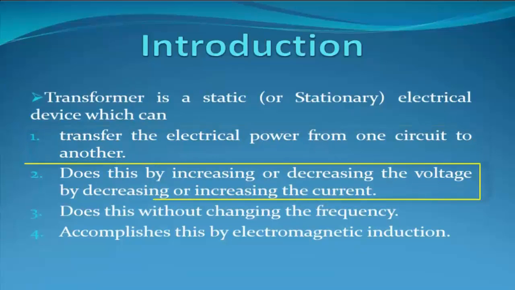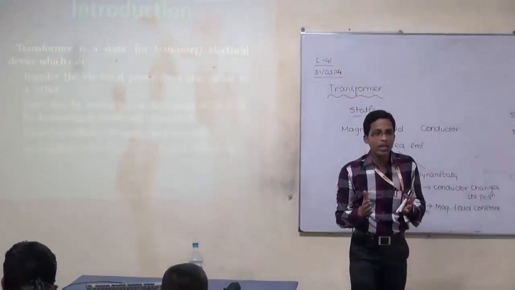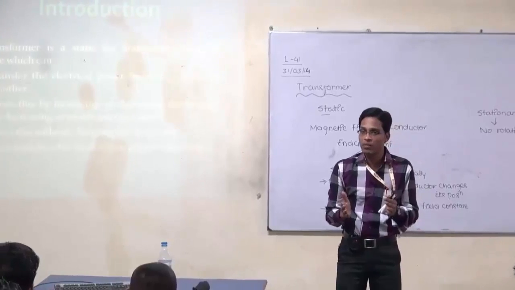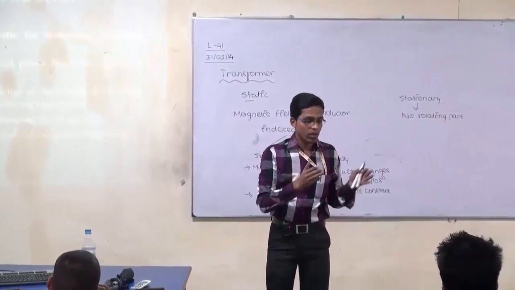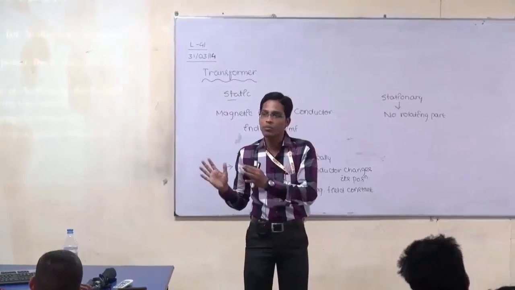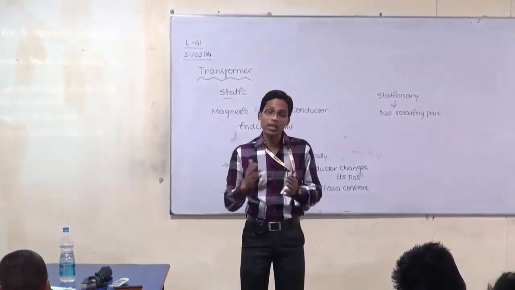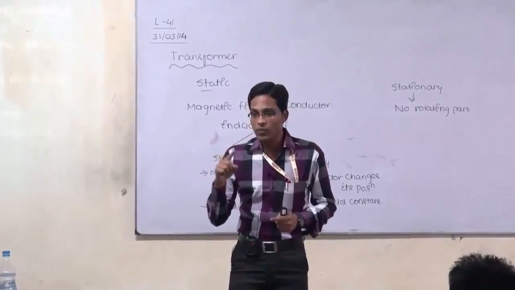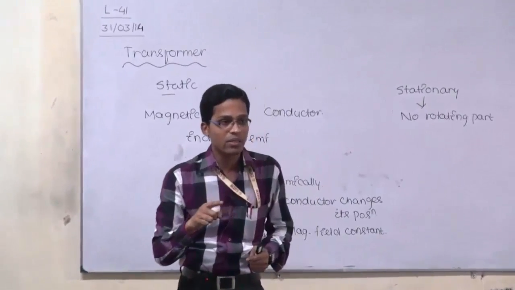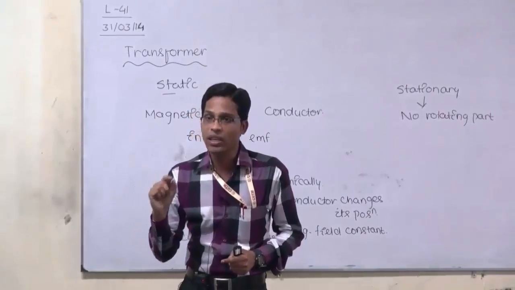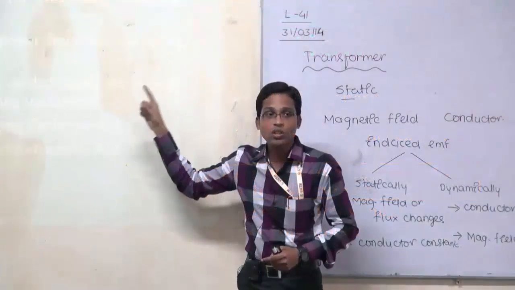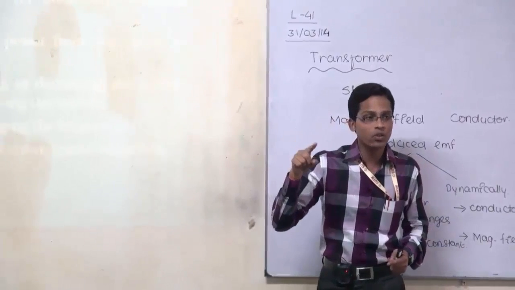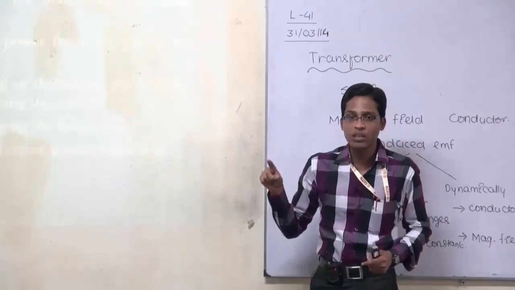During transmission, it can do this by increasing or decreasing the voltage, by decreasing or increasing the current. By using a transformer, we can transmit the power from one circuit to another circuit, and the power will be constant. Whatever input power you give, the output power will also be the same. Power will not be changed. But during transmission, we can increase or decrease the voltage. If you increase the voltage, at the same time current will decrease. If you decrease the voltage, current will increase. So the second point says it does this by increasing or decreasing the voltage, by decreasing or increasing the current.